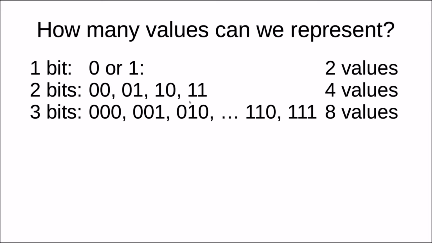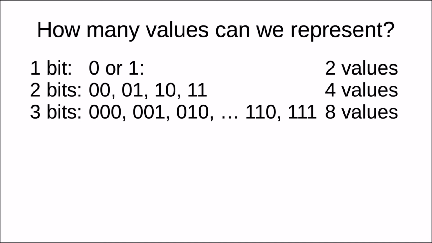So here is 3 bits. 000, 001, 010, and then would be 011, 100, and so on until we reach 110 and 111, to the total of 8 values that can be represented with 3 bits. Now, how many values can we represent with 4 bits?